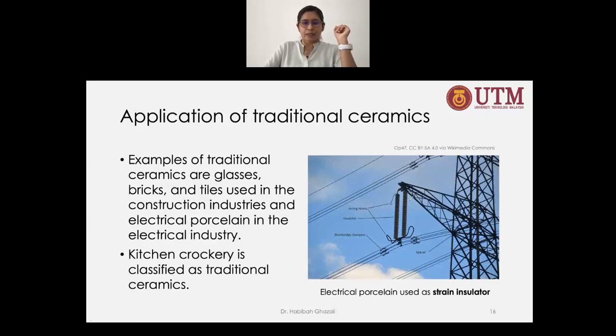Okay, so this is electrical porcelain used as a strain insulator for power transmission. In this application, the ceramic is used to support and separate the electrical conductor without allowing current to go through themselves. So this material here is made of traditional ceramic, because ceramic is a good insulator. They cannot conduct electricity, they cannot conduct heat as well. So those are the applications of traditional ceramic.